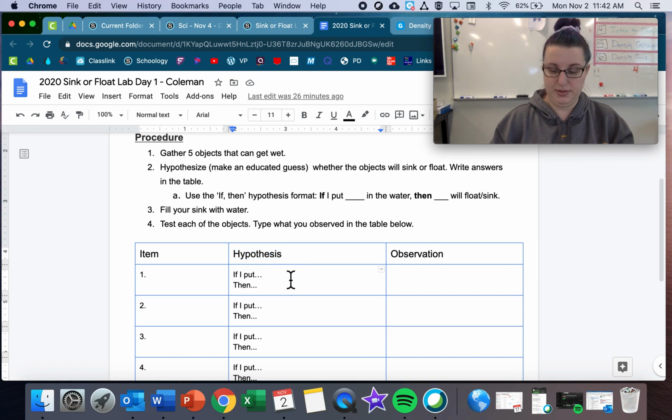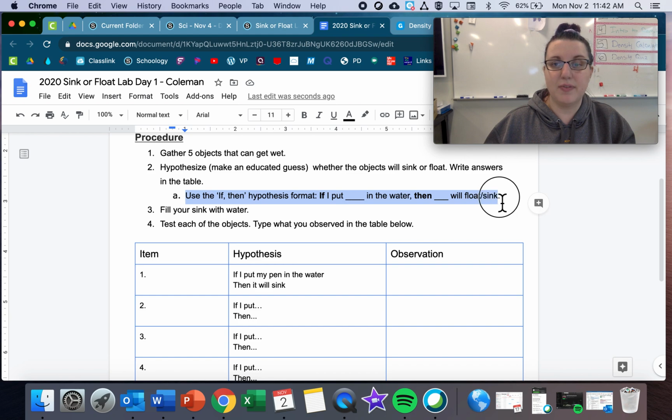If I put my pen in the water, then it will sink. That's my hypothesis, my educated guess. And you can see using this if-then format, that's what I'm basing it on right there.